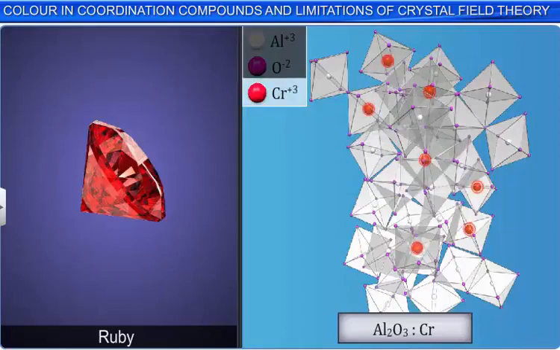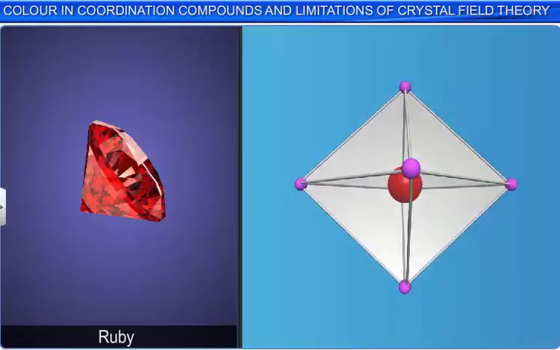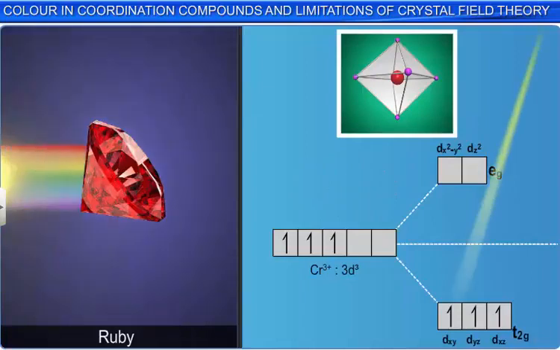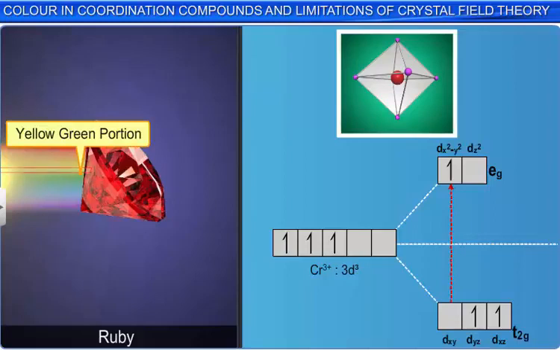We may view these chromium 3+ ions as octahedral chromium 3+ complexes incorporated into the alumina lattice. This crystallographic arrangement affects each chromium 3+ ion, resulting in the d to d transition of electrons after the absorption of the yellow-green portion of light. As white light minus yellow-green gives red color, a ruby looks red.